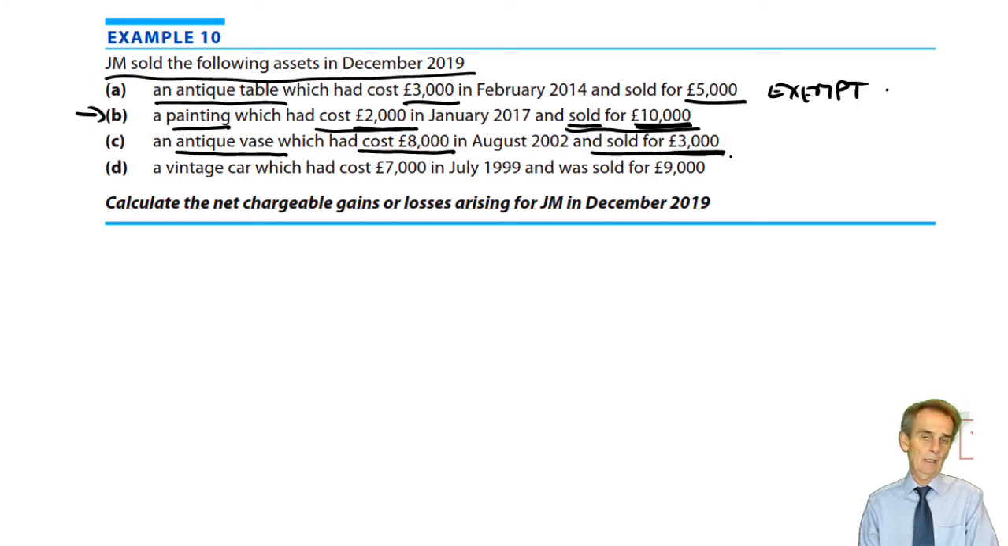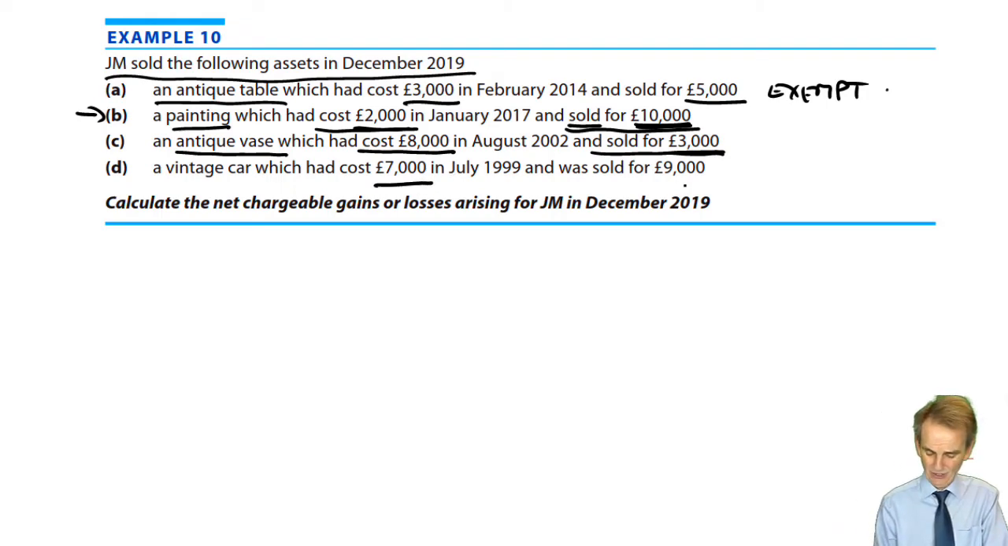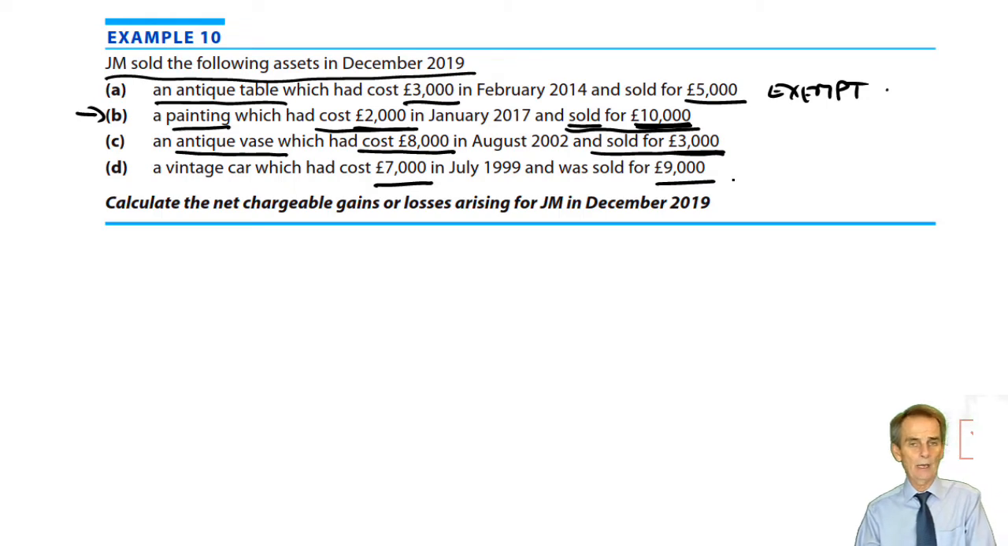And then we come to D. Now, I wonder how many of you got this one right. Or were we lulled into the idea of, oh yeah, it's an example on chattels, this is a vintage car. And therefore, you proceed to deal with the normal chattel rules. Where it's cost 7,000, sold for 9,000, it will be a normal gains calculation. If you did that, you did it wrong.